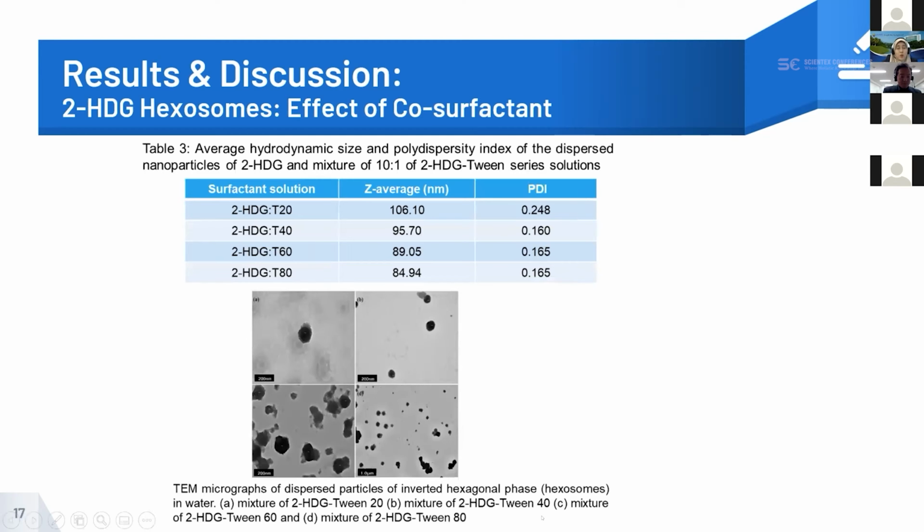So that's why we introduced and investigated a different Tween series of non-ionic surfactants. This proved that the longer chain length of the Tween series, Tween AT, enhances the stability of the hexosome by reducing the particle size and lowering the polydispersity index. This is a mixture of 2-hexadecyl glucoside and Tween AT.